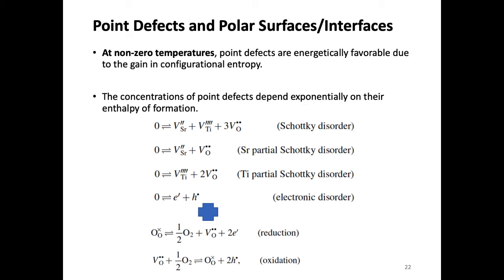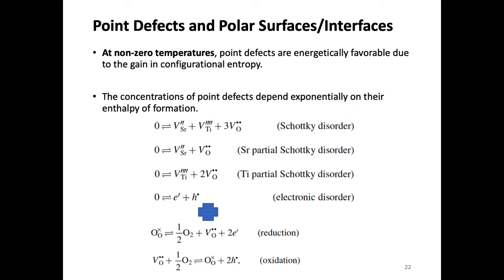And besides, at non-zero temperature, we learned from thermodynamics or even physical ceramics, for example, that point defects are energetically favorable due to the gain in configurational entropy. And the concentration of point defects depends exponentially on their enthalpy of formation. In other words, if it is easily formed, then the concentration will explode. And as you can see, it is easier to form Schottky disorder in STO rather than Frenkel disorder.